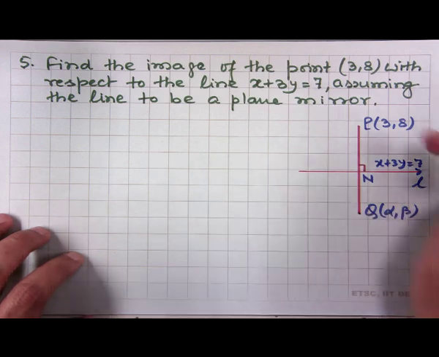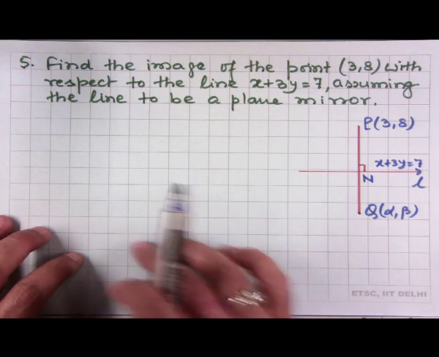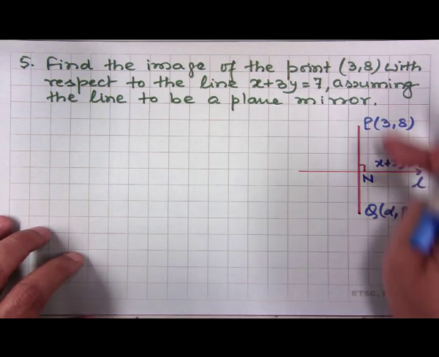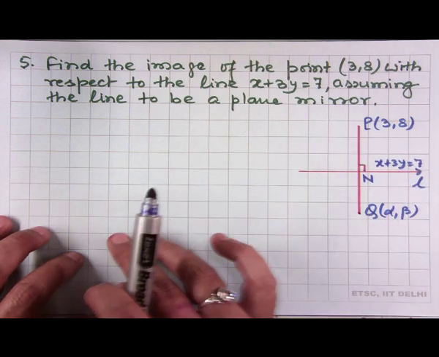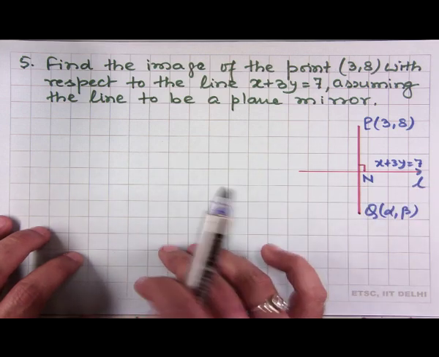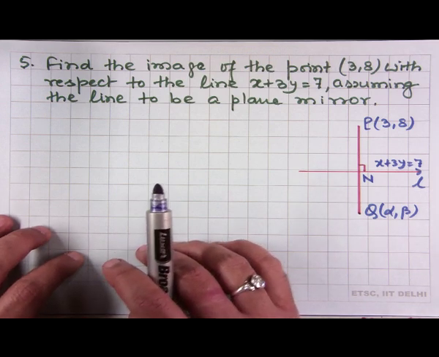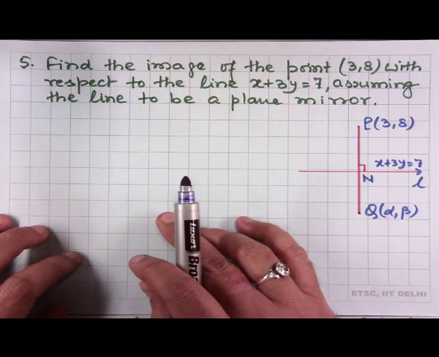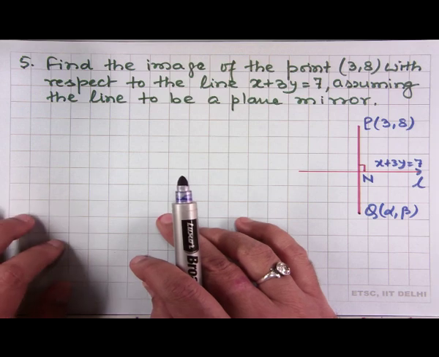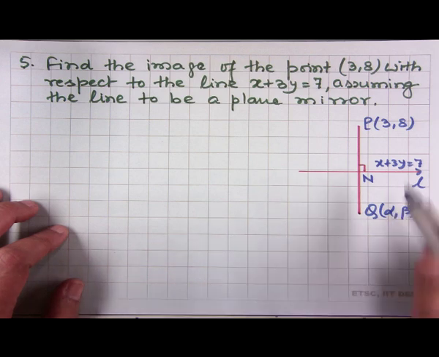Say the image of this point P(3, 8) is Q(alpha, beta). And let this PQ intersect this line at N. And this point N is called the foot of the perpendicular. So we can solve this problem in various ways, but let us try to find this point N.